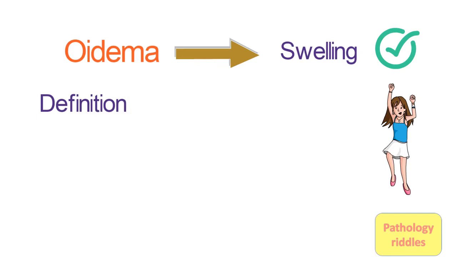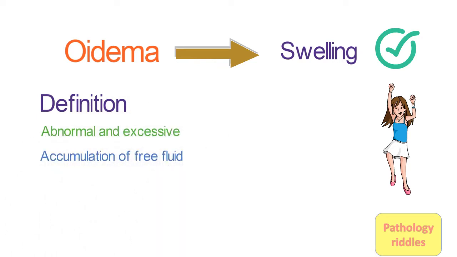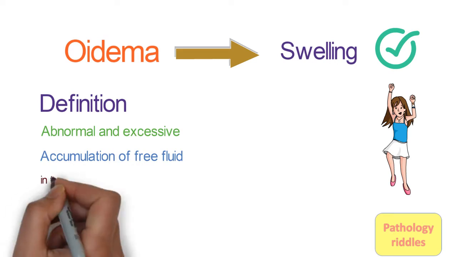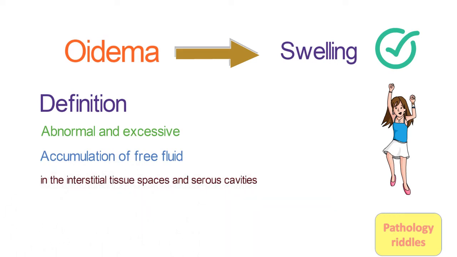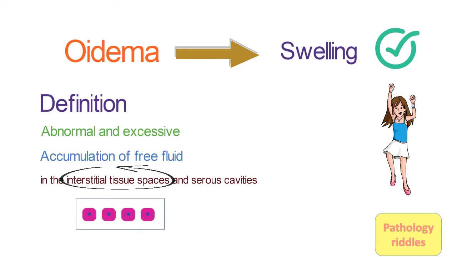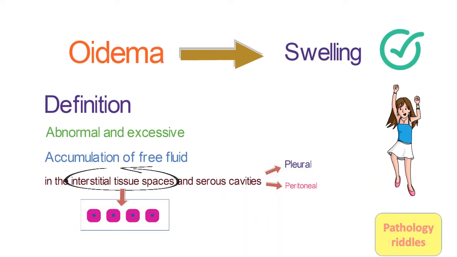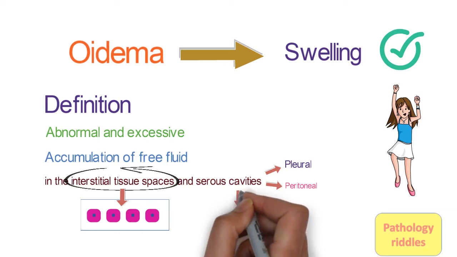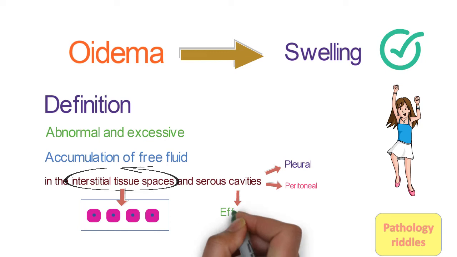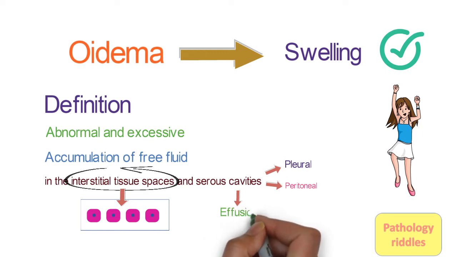The definition of edema is abnormal and excessive accumulation of free fluid in the interstitial tissue spaces and serous cavities. By interstitial tissue spaces, we mean the spaces between the cells in the tissue. And serous cavities are the pleural cavity, peritoneal cavity, etc. Note that the accumulation of fluid in these serous cavities is called effusion.